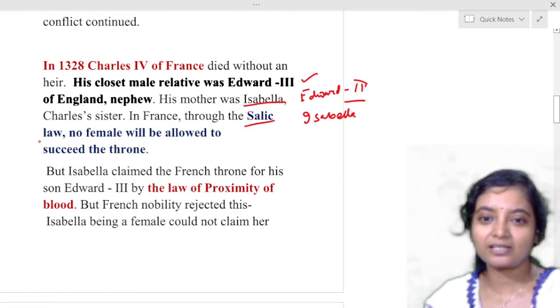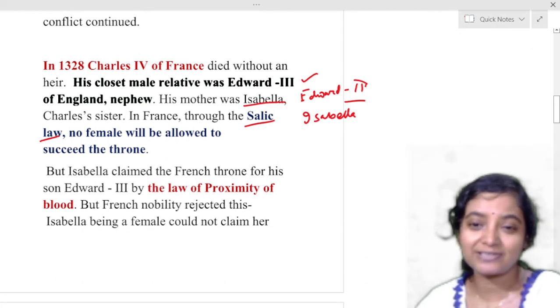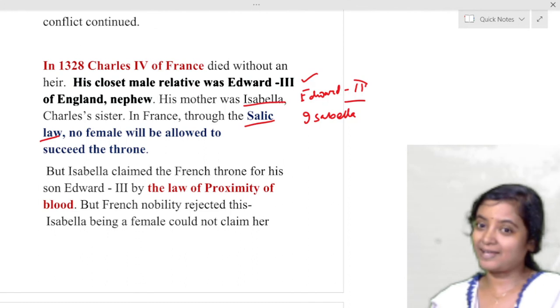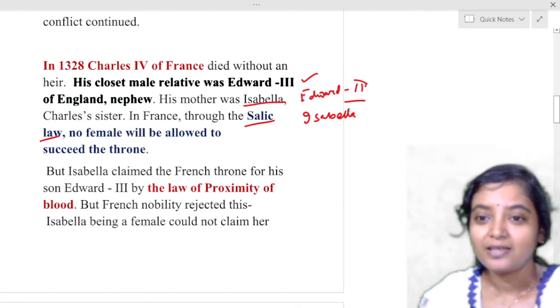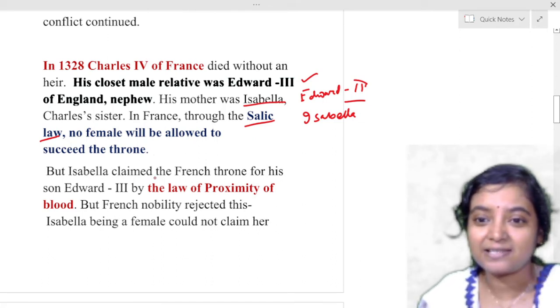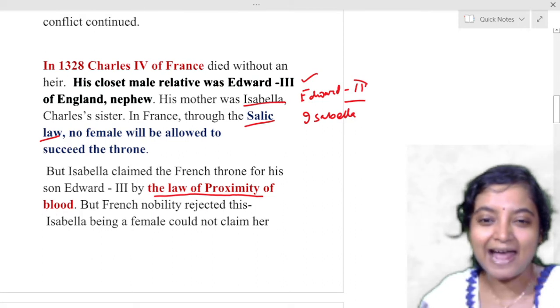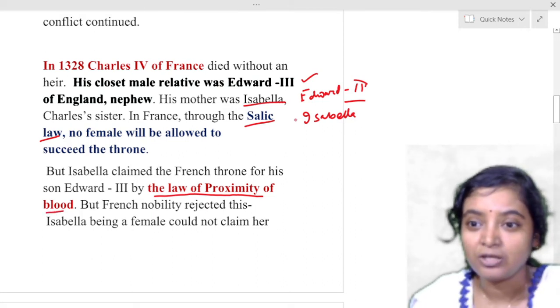What is the Salic law? A bad law. No female will be allowed to succeed to the throne. That was the Salic law. And for that reason, Isabella could not be the successor. And Isabella claimed the French throne for her son Edward III by the law of proximity of blood. So there is another law, the law of proximity of blood.